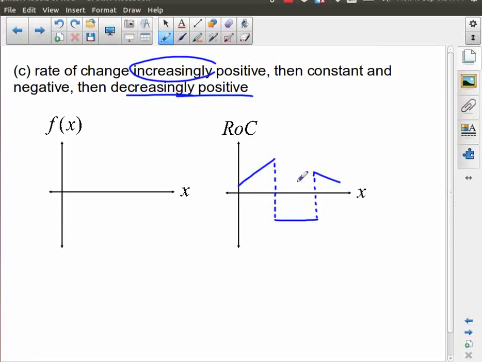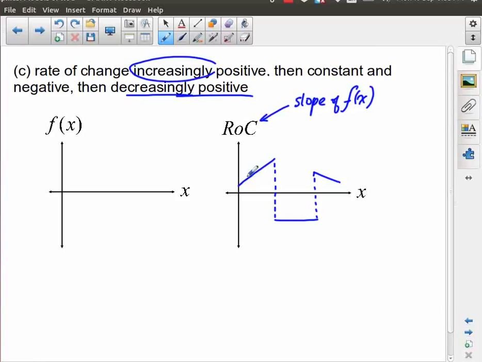Now this is certainly very different than what we've looked at so far. So let's see, how do we turn this into the function? Now, just to remind you again, the rate of change is the slope of the function f of x. Well, if this is the slope of f of x, what is the slope here? It's positive. What is the slope here? Well, it's also positive, but it's now a bigger number.